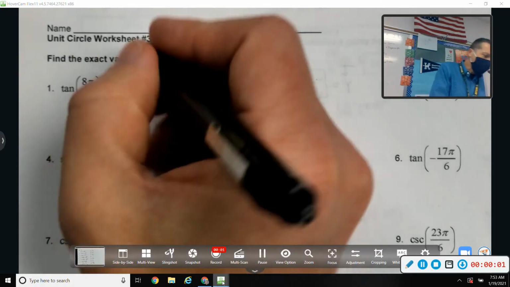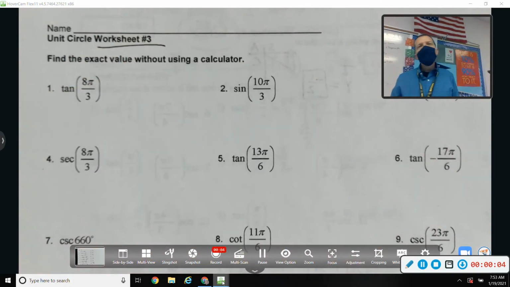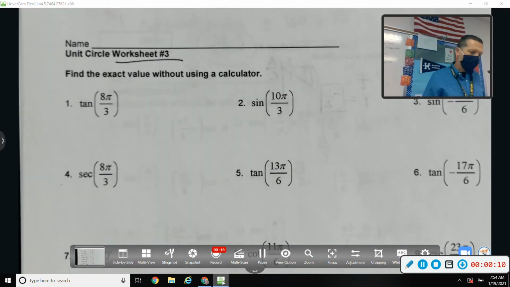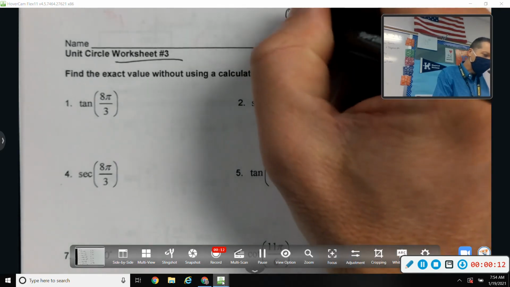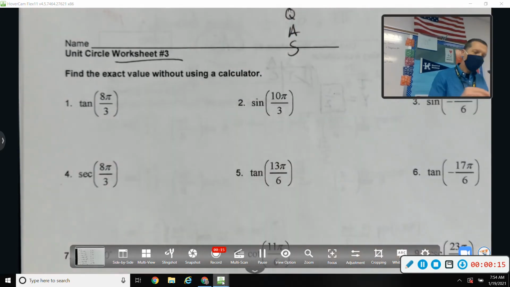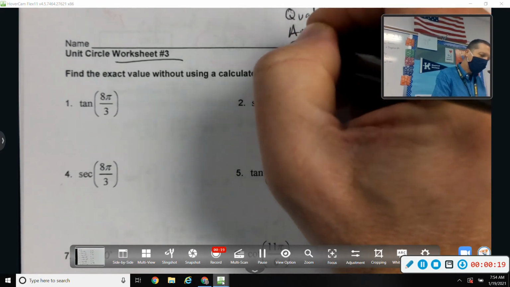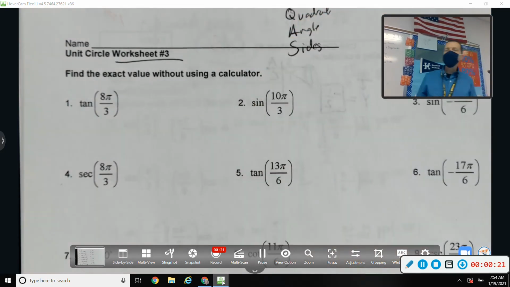All right, well, let's do some for today's worksheet, worksheet 3. But again, there's nothing new here. This is all just practice, so we can just start from the beginning. Remember, the system we're thinking is QAS: quadrant, angle, sides. If we can put that in, then we don't need to draw the whole unit circle.